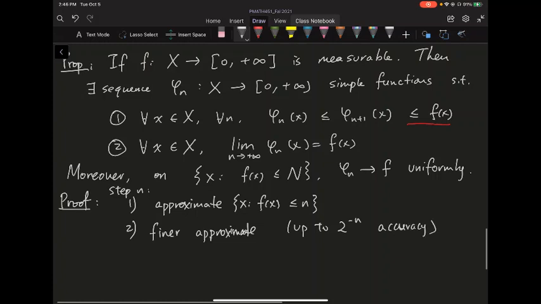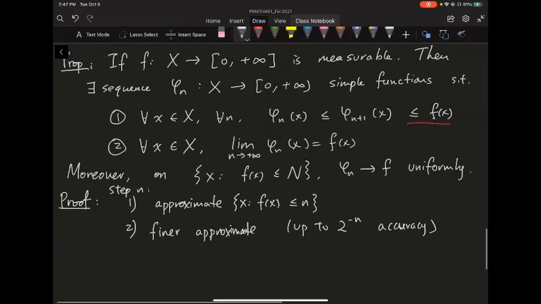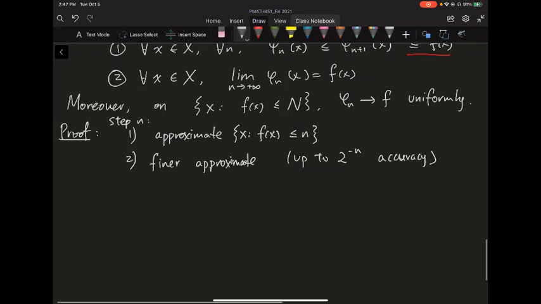All right, so as we go over the proof, you will probably see what I mean by these two goals in each step. Usually you really can't ignore this part one because your function is really large. You cannot just jump in and define a phi n that approximates everything up to 2 to the negative n accuracy because f is really, really large. So that's kind of the idea.